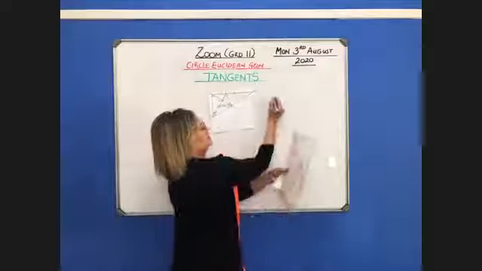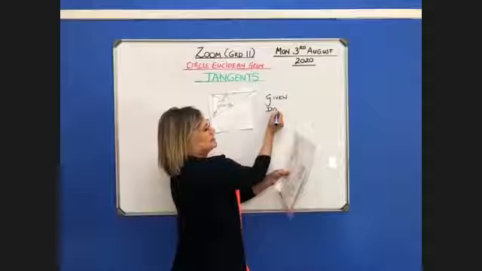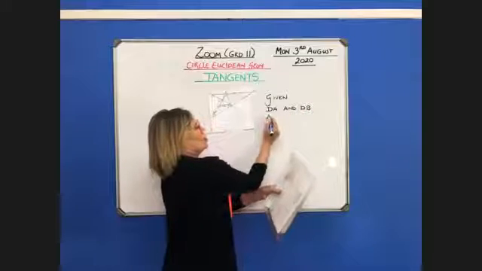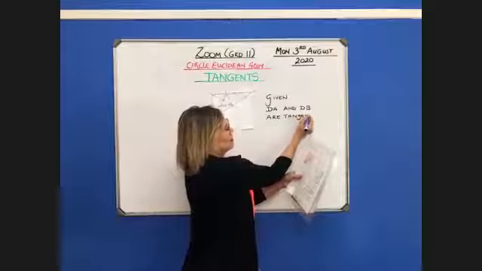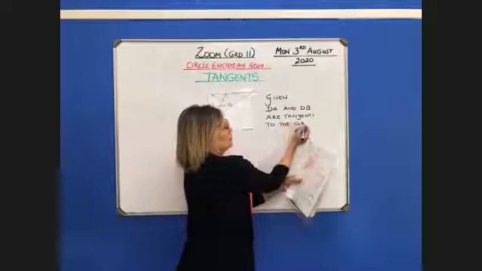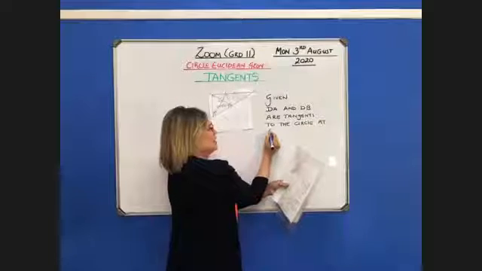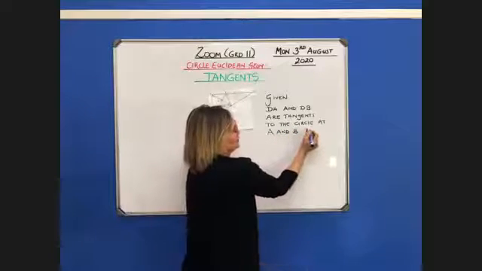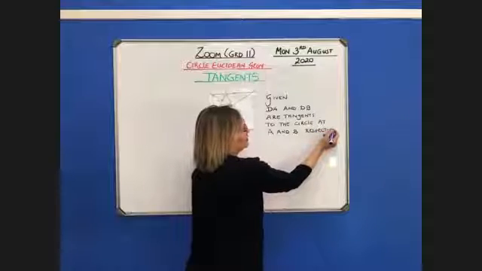They say basically the first thing in the given, now this is very important. They said DA and DB are tangents to the circle at A and B, respectively. Aha! We have two tangents. We'll look at them now.